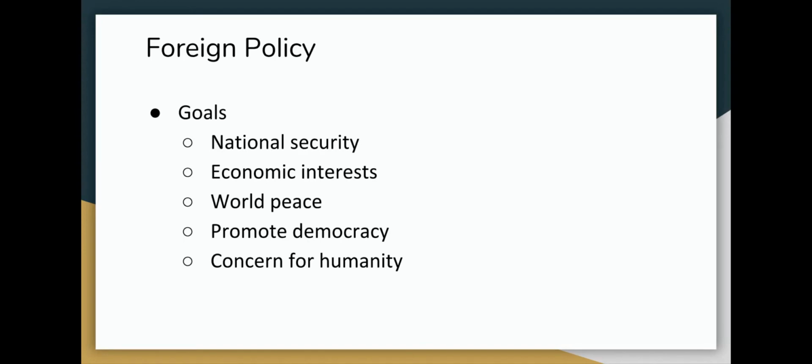So now we're going to shift gears and focus on foreign policy. You have 5 goals with foreign policy. You have national security, economic interests, world peace. You want to promote democracy, and you have a concern for humanity.